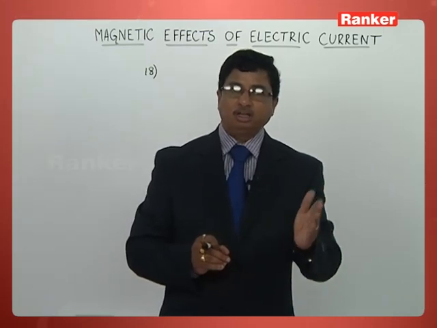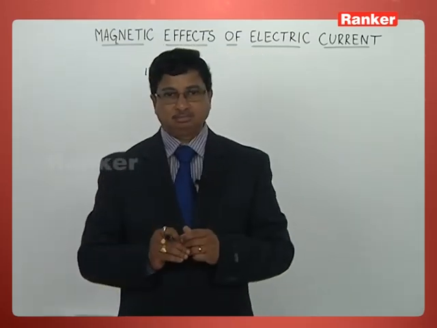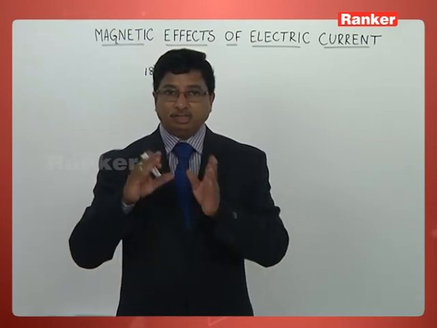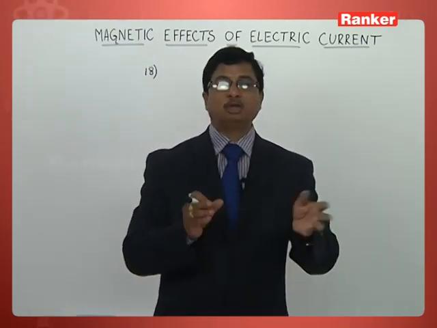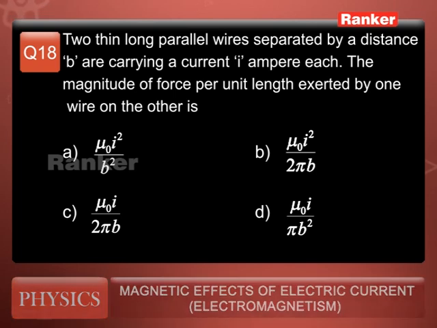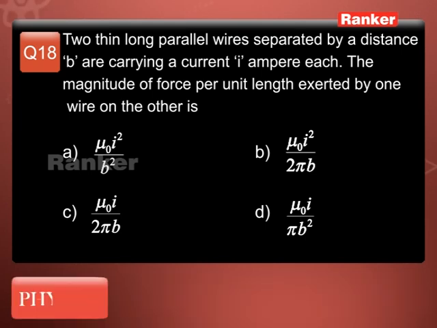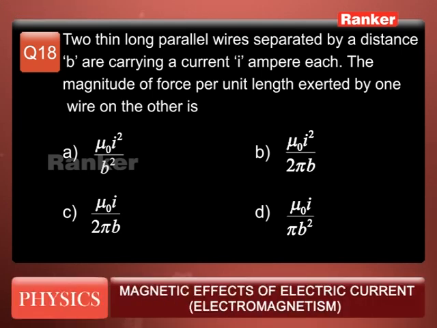So when once you take the force exerted by the first wire on the second as action, then the force exerted by the second wire on the first, that now becomes reaction. So the question has got four options once again. First option is mu naught I square by B square. The second option is mu naught I square by 2 pi into B. Third option, mu naught I by 2 pi into B. And fourth option, mu naught I by pi B square. These are the options given.